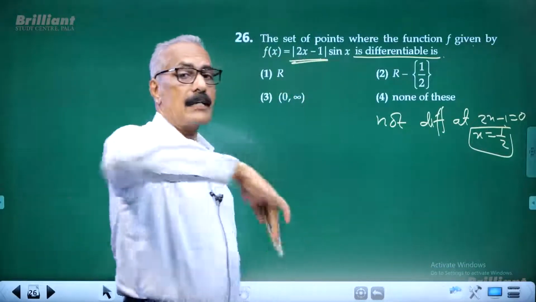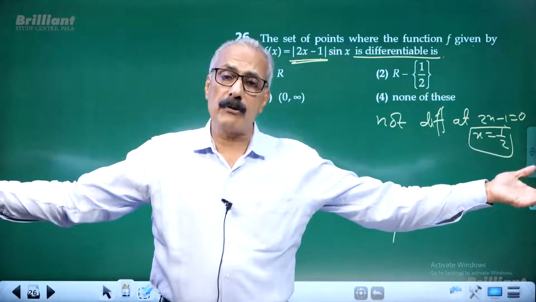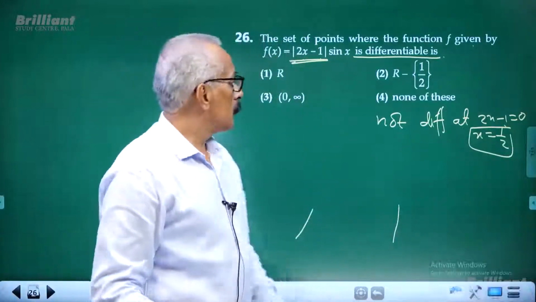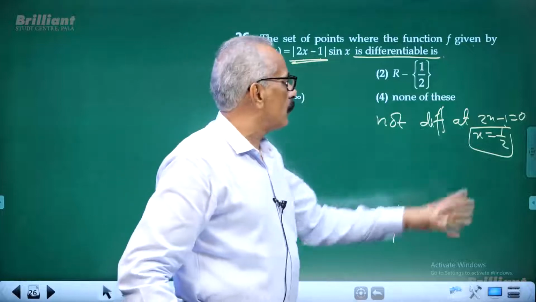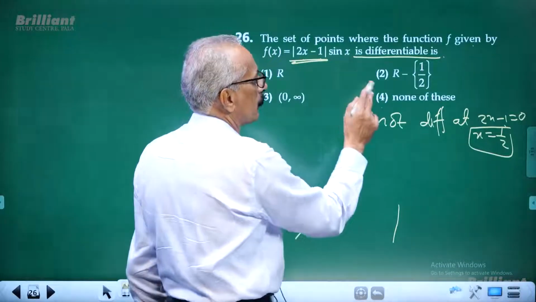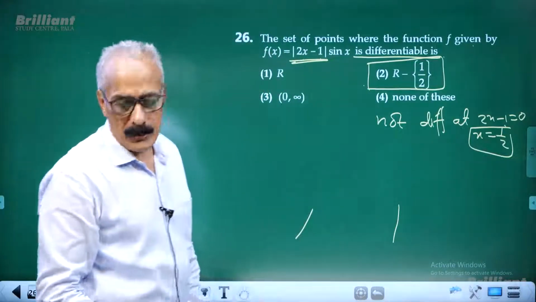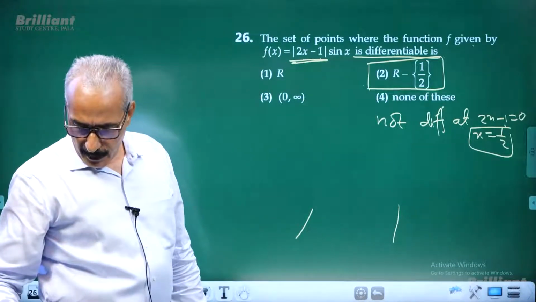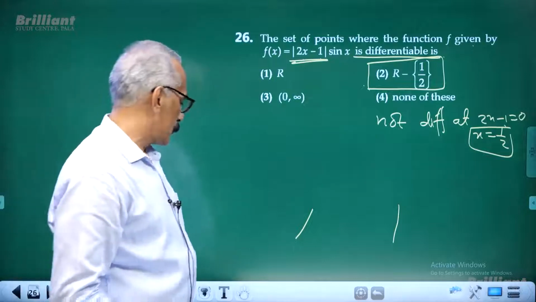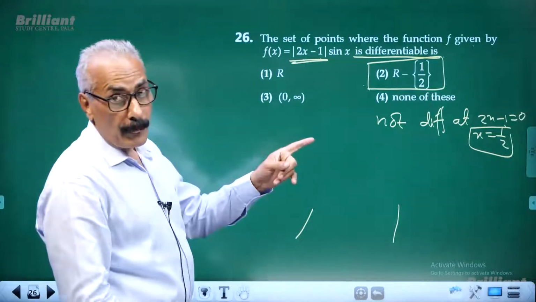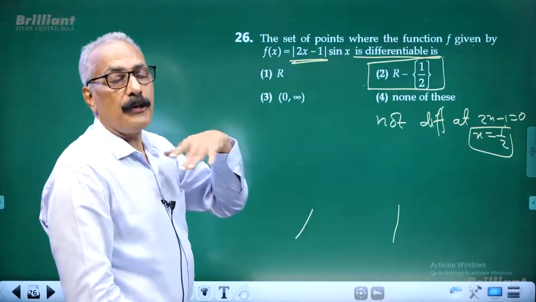And sin x is continuous as well as differentiable everywhere. So this is the point where it is not differentiable. Therefore, it is differentiable on the set of all R except half, R minus {1/2}. That is your answer. The second option is your answer. Not differentiable at x equal to half. Continuous everywhere.